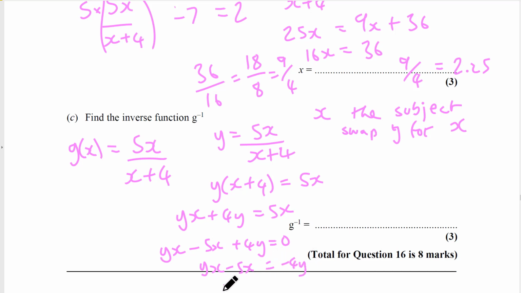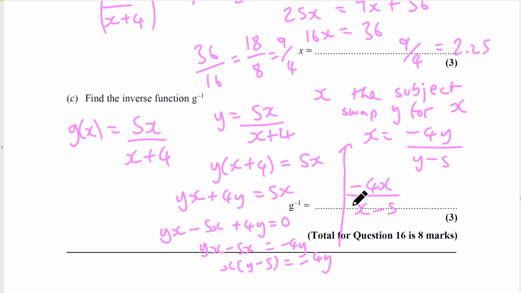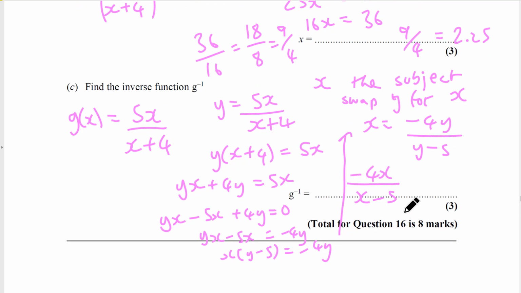We factorise the x out, x times y minus 5 equals minus 4y. Then we divide out by the brackets, so x equals minus 4y divided by y minus 5, and we swap the y for the x, so the inverse is minus 4x over x minus 5. That's acceptable.